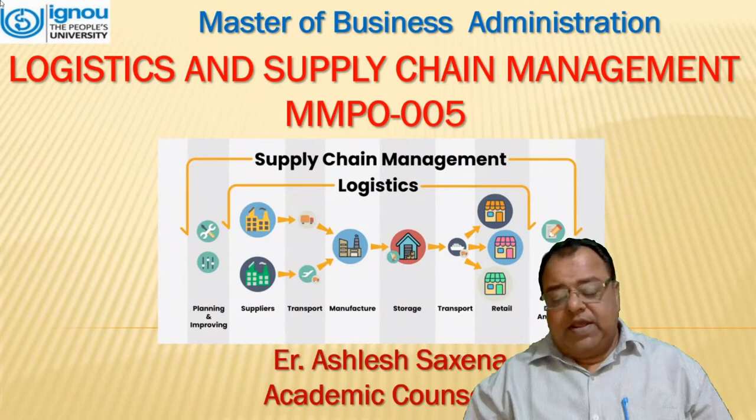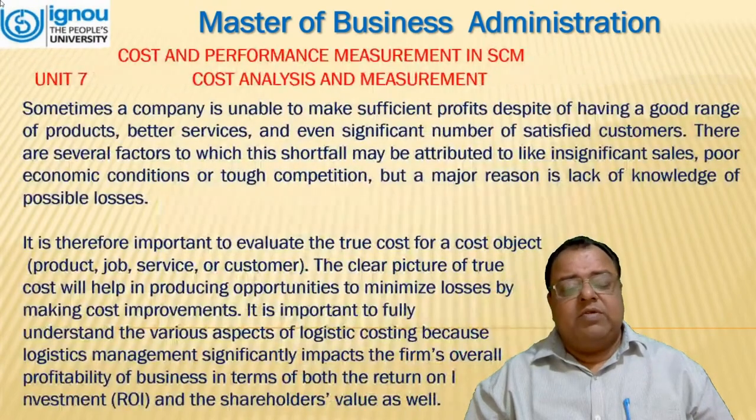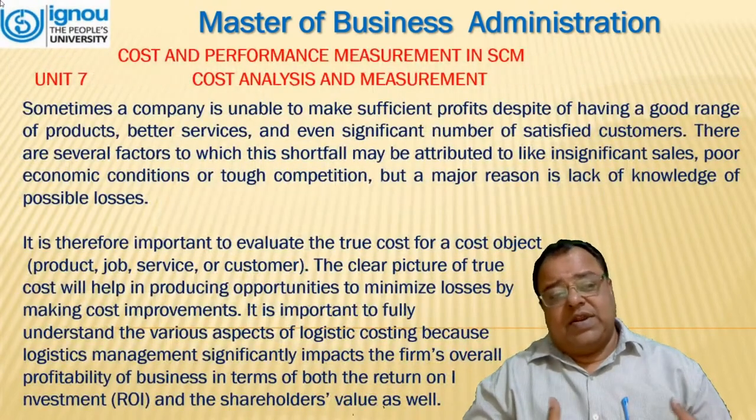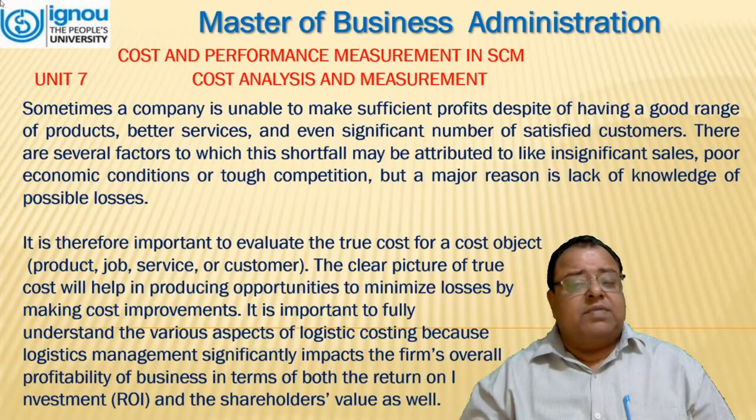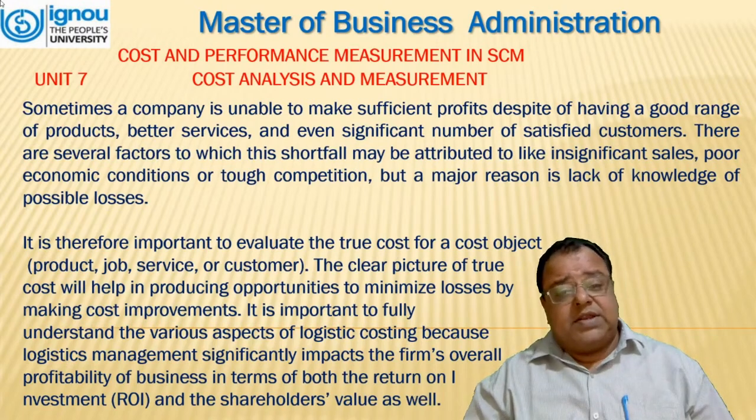MMPO005. Today, we will be talking about Unit 7, which is related to cost analysis and measurement. This comes under cost and performance measurement in supply chain management.